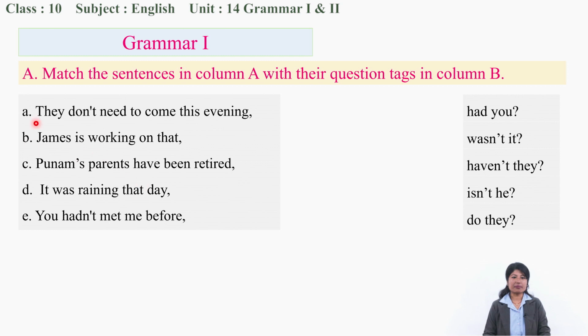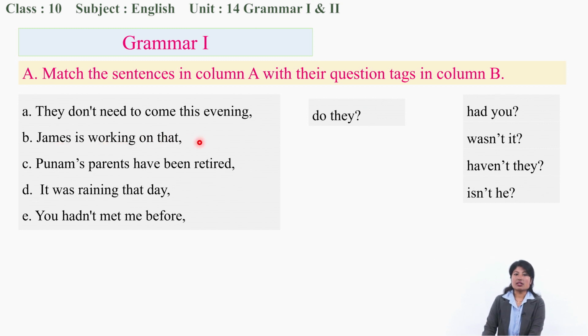Okay, 5 options. A. They don't need to come this evening. So what is the right answer? Or let's say, what is the right tag question for this statement? The options are: had you, wasn't it, haven't they, isn't he, do they. What do you think the right one is? Yes, do they? They don't need to come this evening, do they?